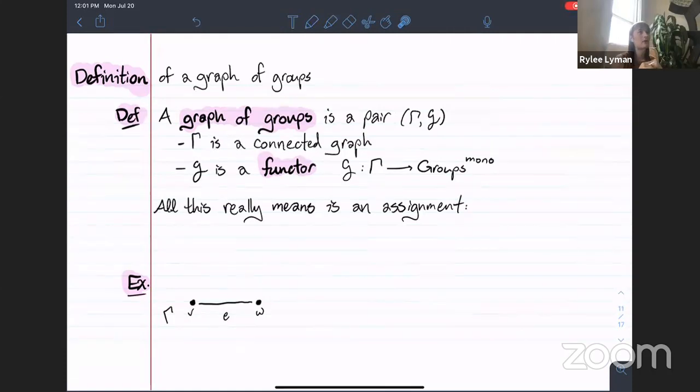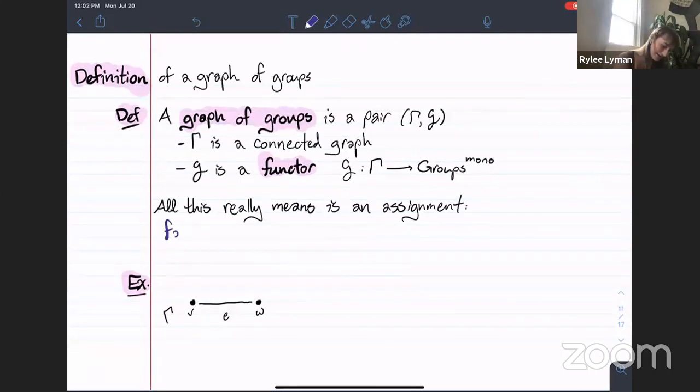Most things that I'm going to talk about will make some amount of sense for disconnected graphs, but we care about fundamental groups of connected spaces, so we're going to care about fundamental groups of connected graphs. So gamma is a connected graph, and the script EG is going to be a functor from the small category gamma to the category of groups with arrows monomorphisms. So that was a bunch of nonsense. All it really means is an assignment.